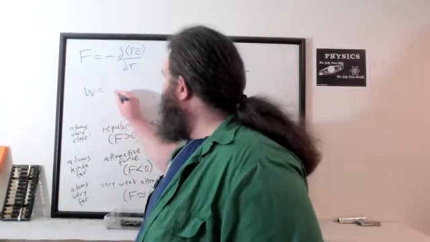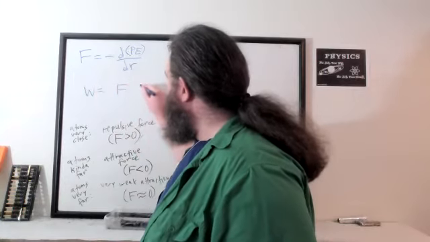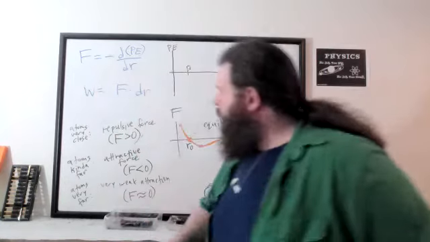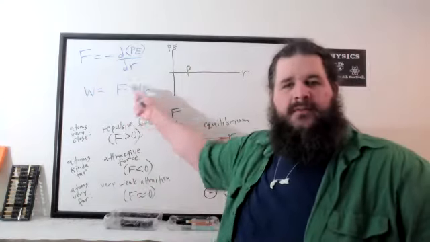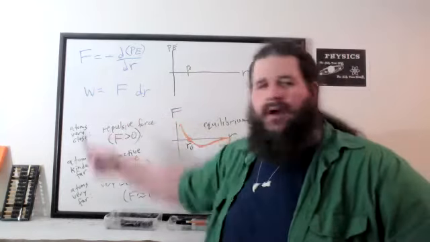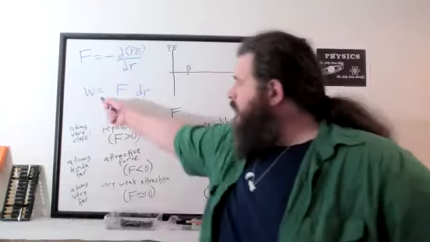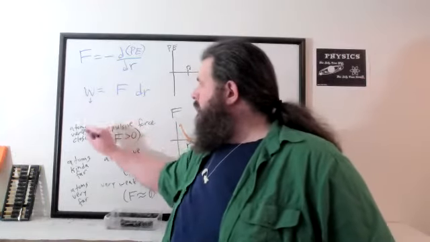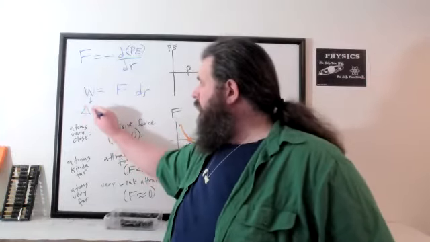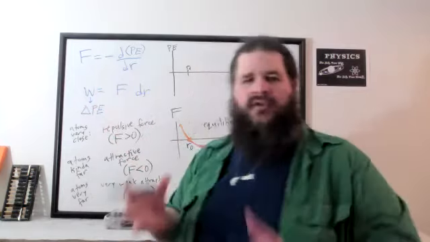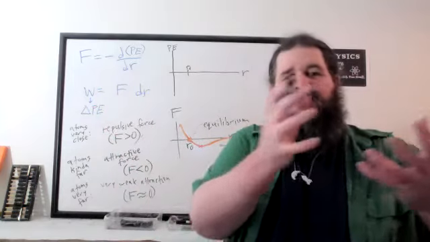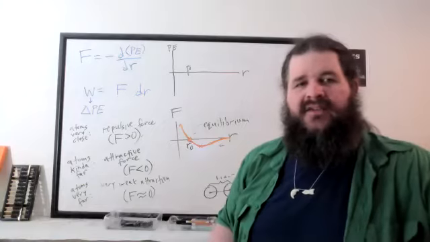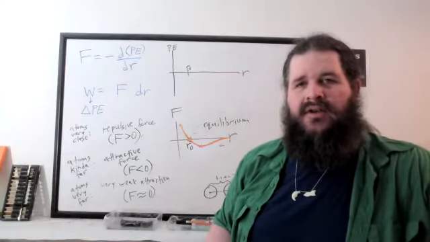Work being force times distance. You apply a force, as an object moves some distance, you're doing work. But work is just a transfer of energy. In this case, we'd be thinking of it as a transfer of potential energy, assuming you're just moving an object at a constant speed. So all you're doing is investing potential energy in it, no kinetic energy.